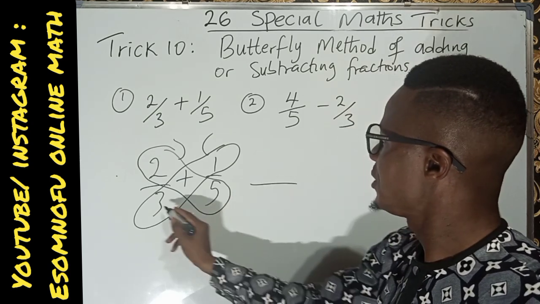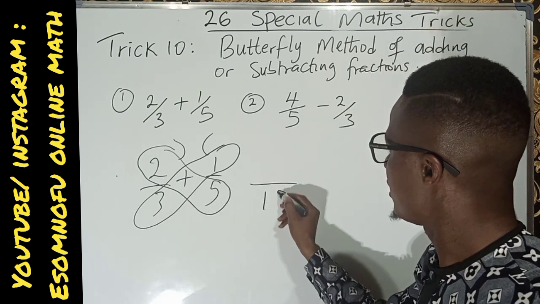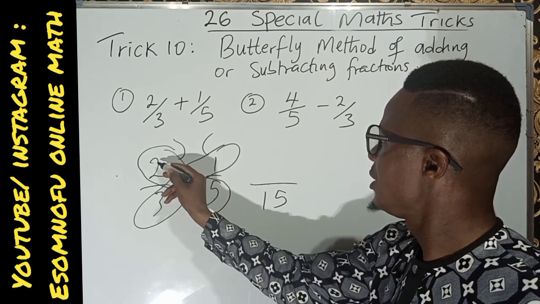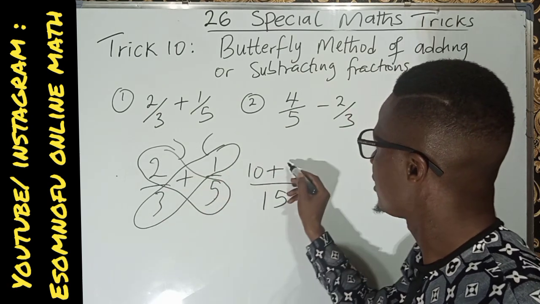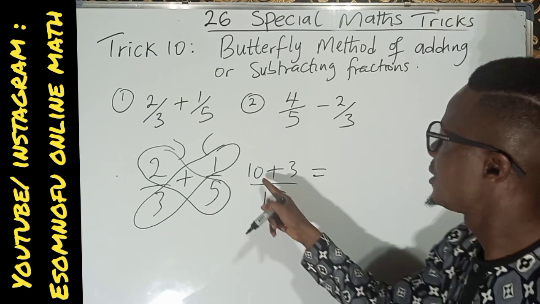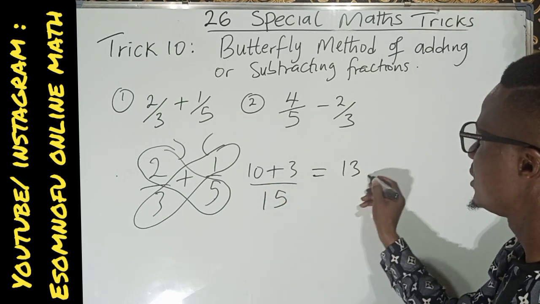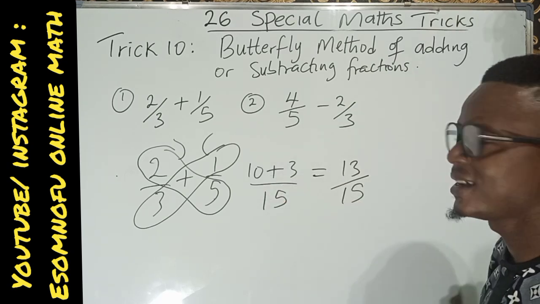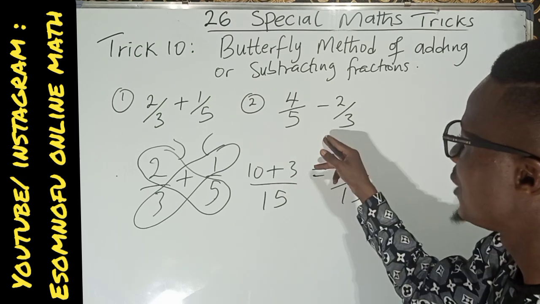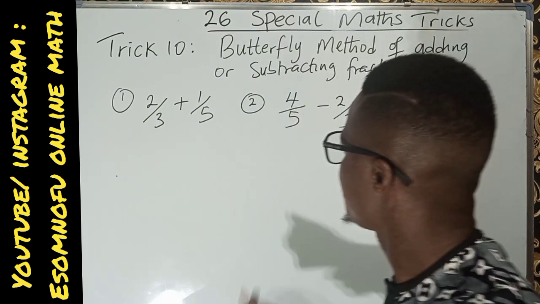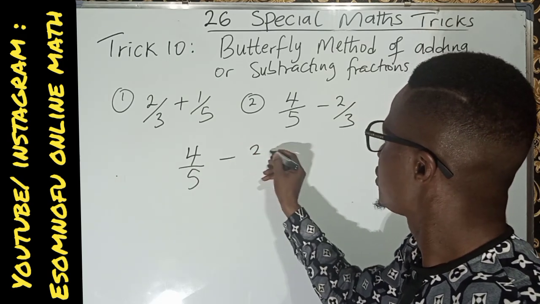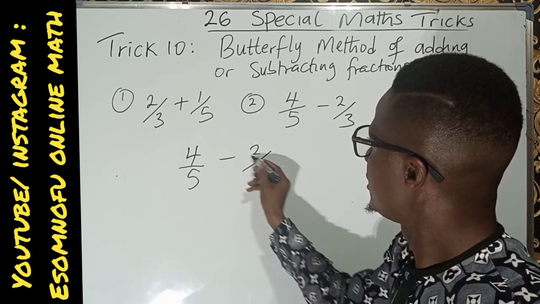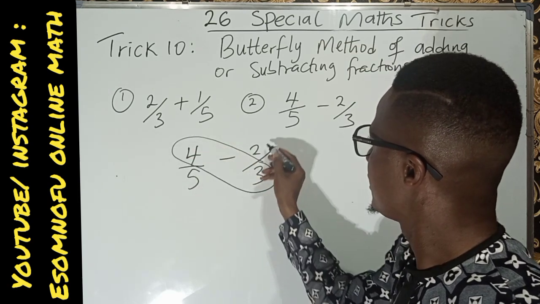Now, just say 3 times 5 is 15. You write 15. 5 times 2 is 10, plus 3 times 1 is 3. And 10 plus 3 will give us 13 over 15 as the answer. So let's go for the second one. The second one will have 4 over 5 minus 2 over 3. In the same manner, you draw the butterfly.